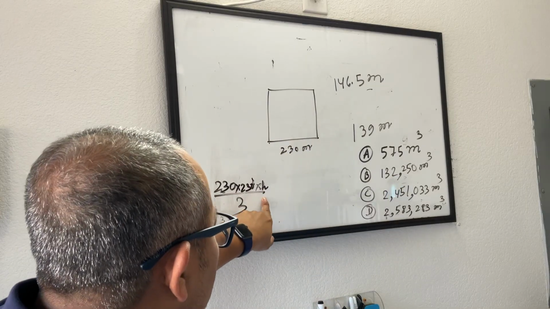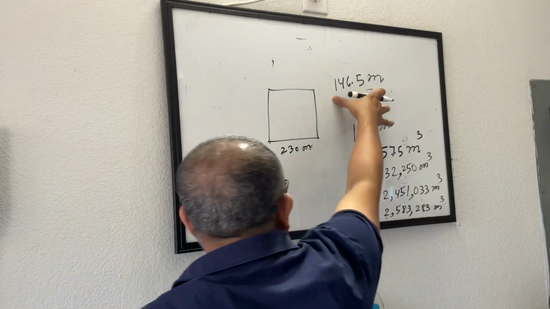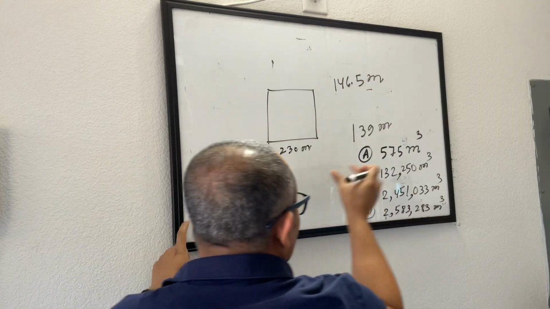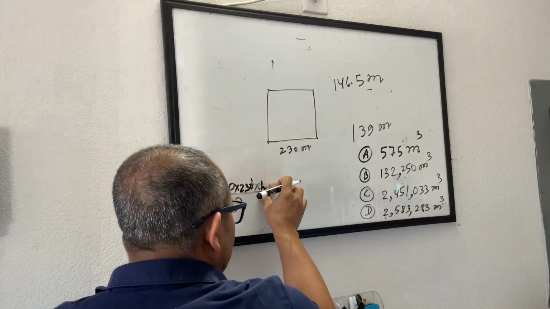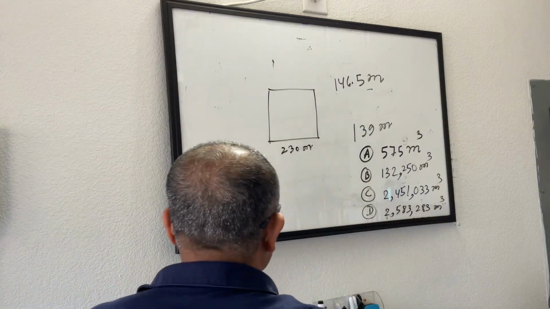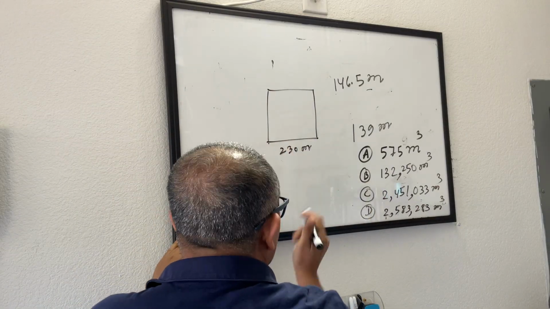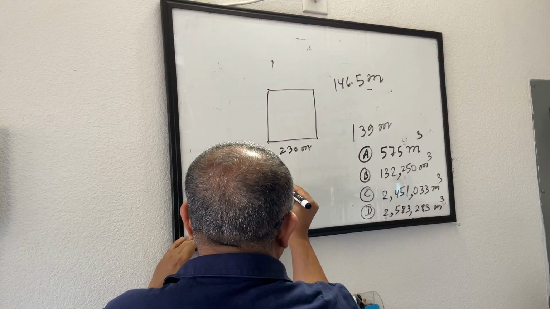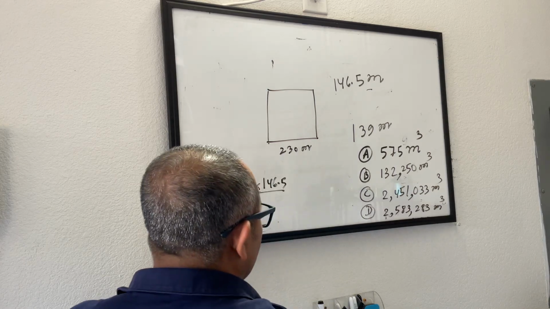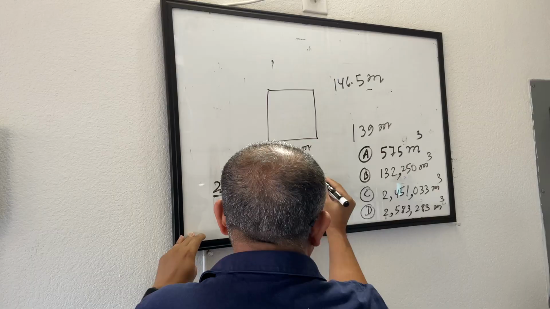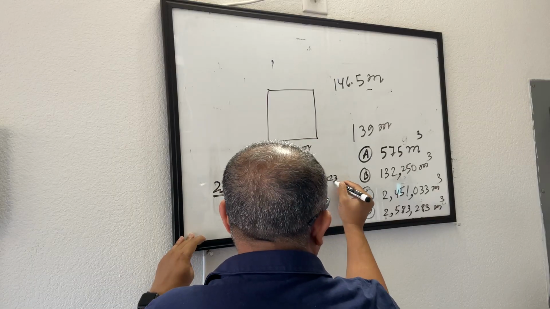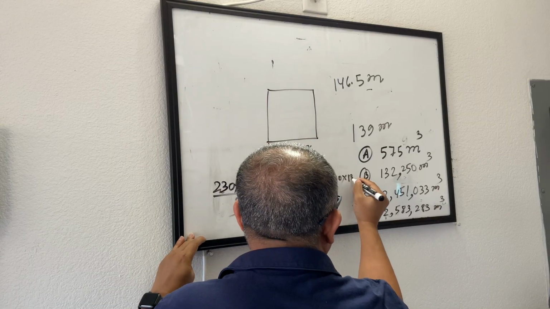With this height, I'll plug it in place of h here. With the other height, I'll plug it in place of h here. And we have to find out the difference. So imagine a situation like this: 146.5. This is the original pyramid, and this is the pyramid after erosion.